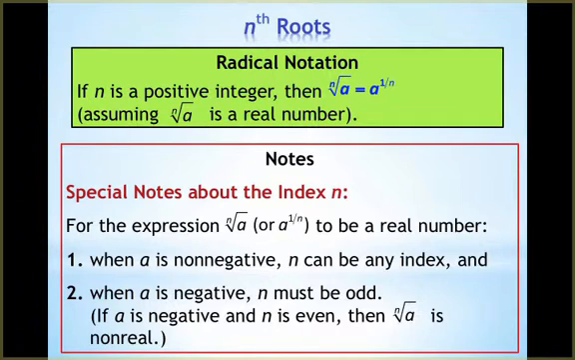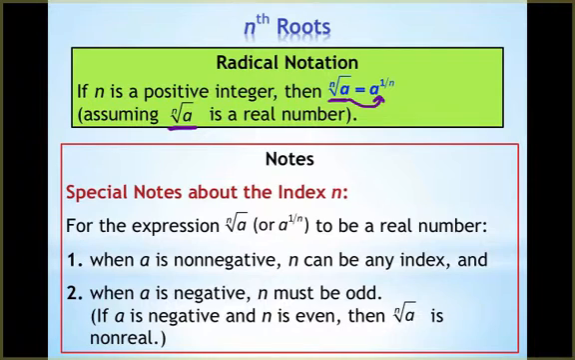So if n is a positive integer, then we write the nth root of a as the radical with an index of n, and then a is your radicand, and that's also understood to be a to the 1 over n. So our exponent becomes a fractional exponent. Now we are assuming that the nth root of a is a real number.